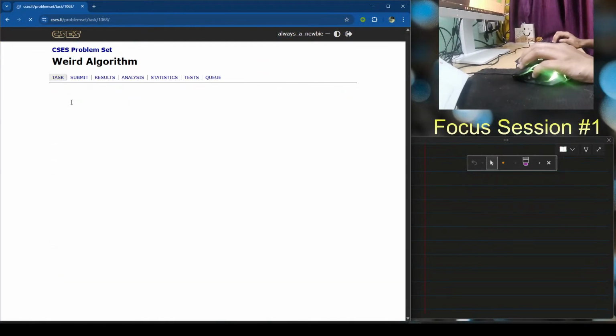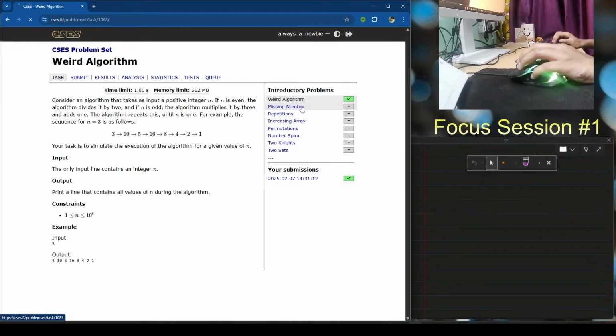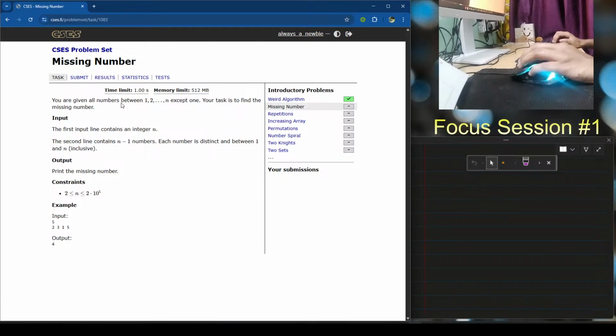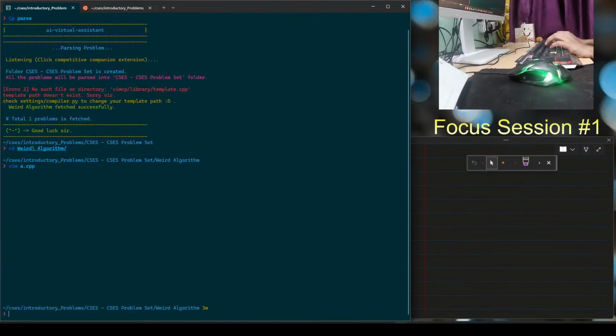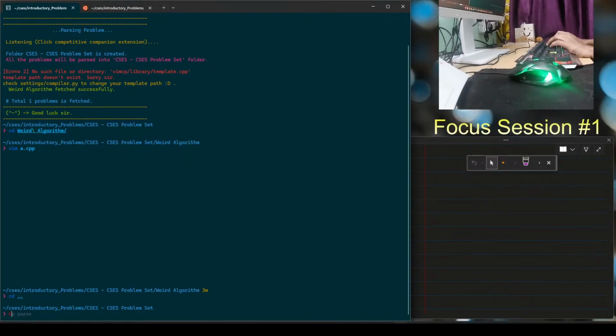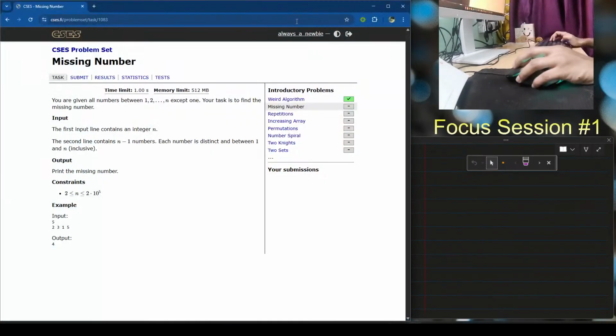So okay. Let's start with the next problem. Missing Number. You are given all numbers between 1 to n except one. Your task is to find the missing number. Alright. 1 to n. Okay. So let's put this. That's this problem.